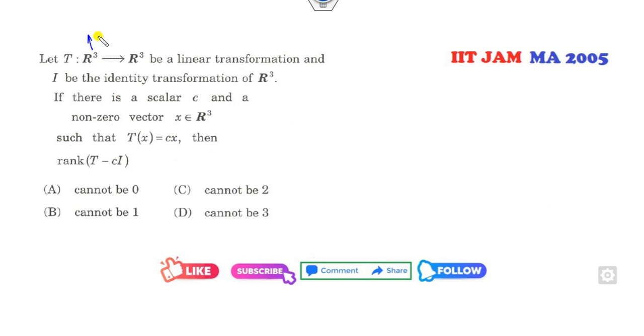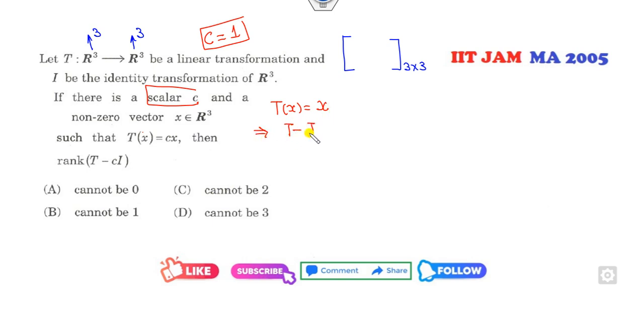Okay, now look at that. This is my dimension 3. It is 3, so it has a 3 cross 3 matrix. There exists a scalar C. What is the value of C? Not given, so you can choose any value. Say C is equal to 1. So then this matrix is my X, or I can say (T minus I) of X will be 0.